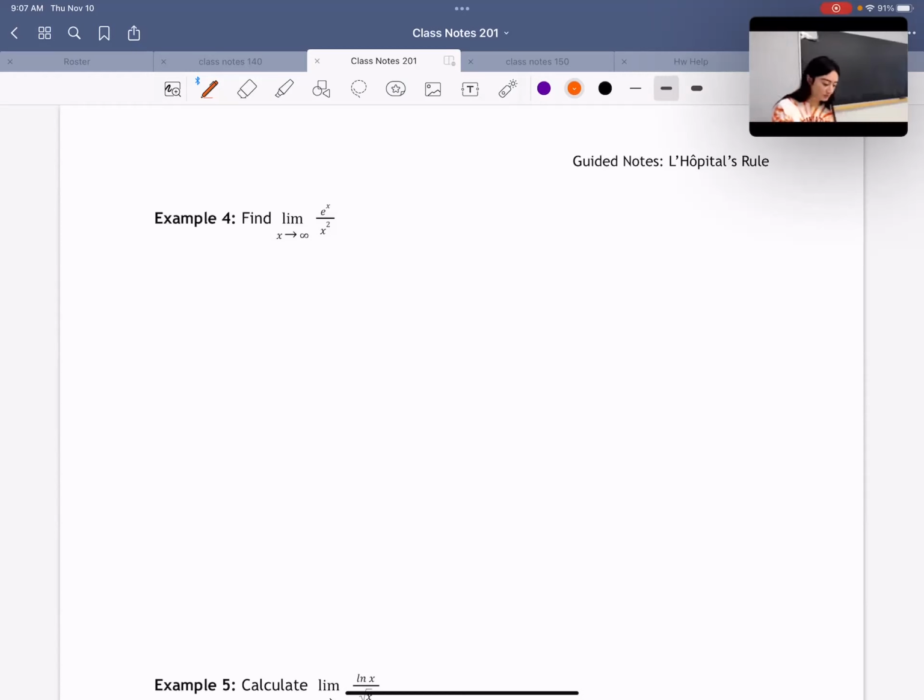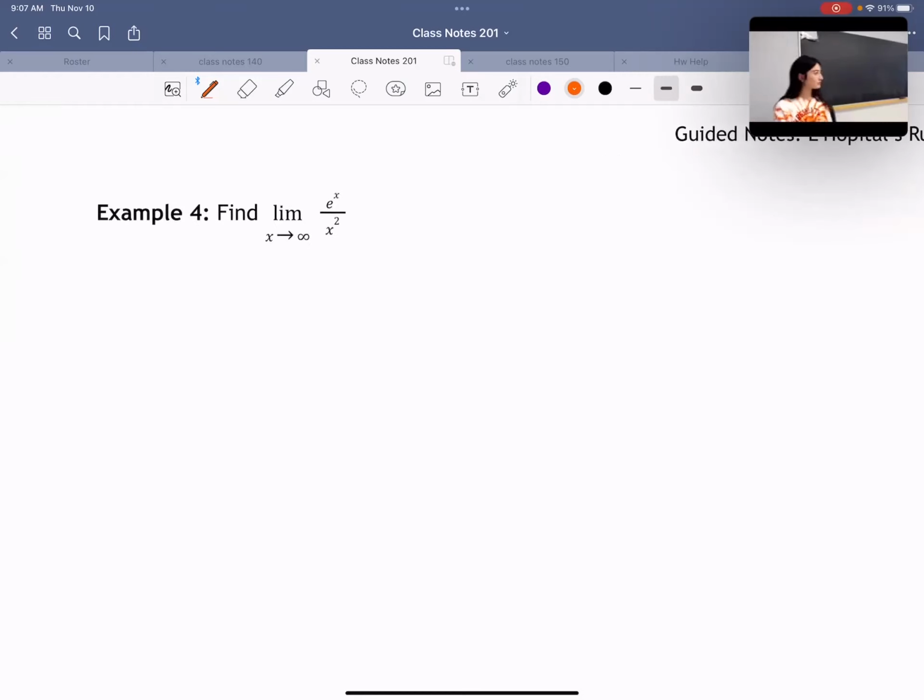Let's do this one. We have e to the x over x squared as we go to infinity, okay? Remember, always plug in first to see what type of indeterminate form we might have. Plugging in, we have e to the infinity over infinity squared. Okay. What is e to the infinity going to?